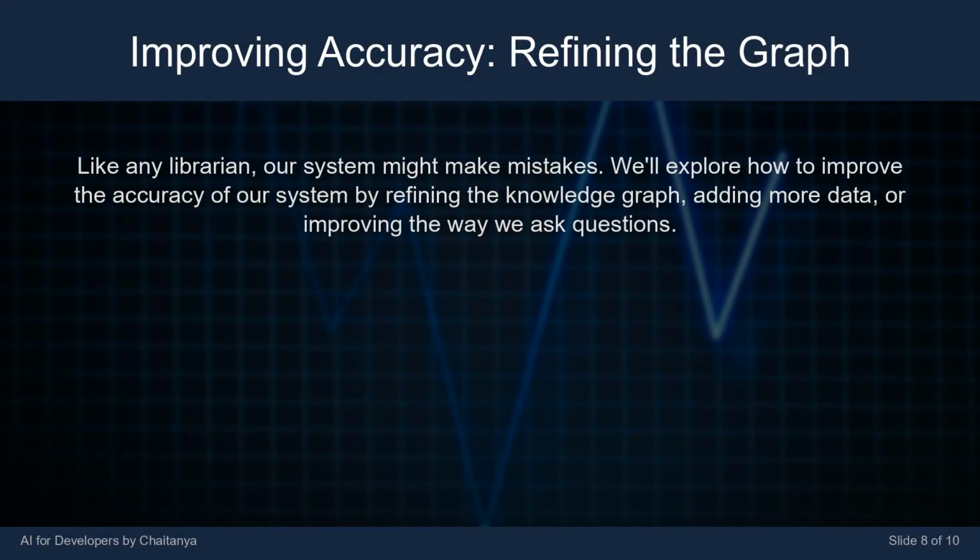Like any librarian, our system might make mistakes. We'll explore how to improve the accuracy of our system by refining the knowledge graph, adding more data, or improving the way we ask questions.